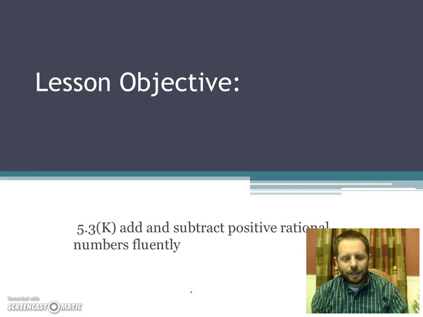The lesson objective for today is 5.3K: add and subtract positive rational numbers fluently. To begin with, let's get an understanding of what a rational number is.